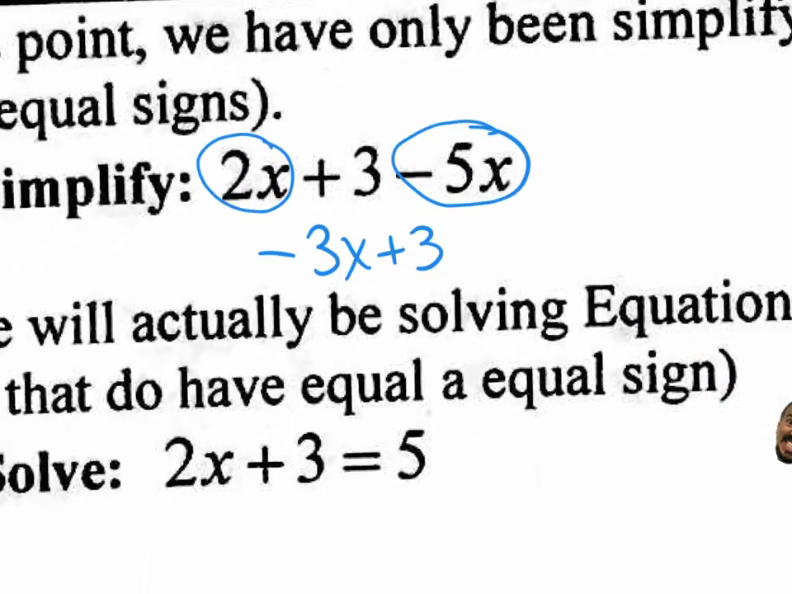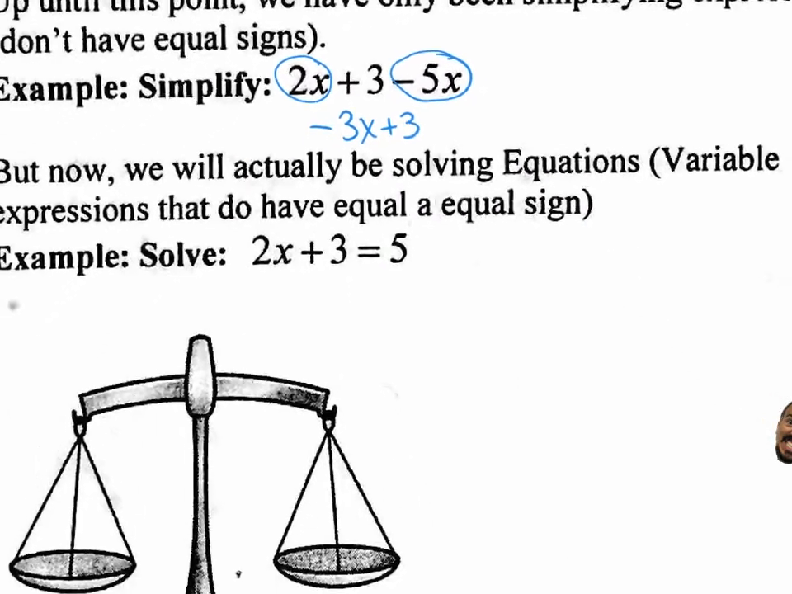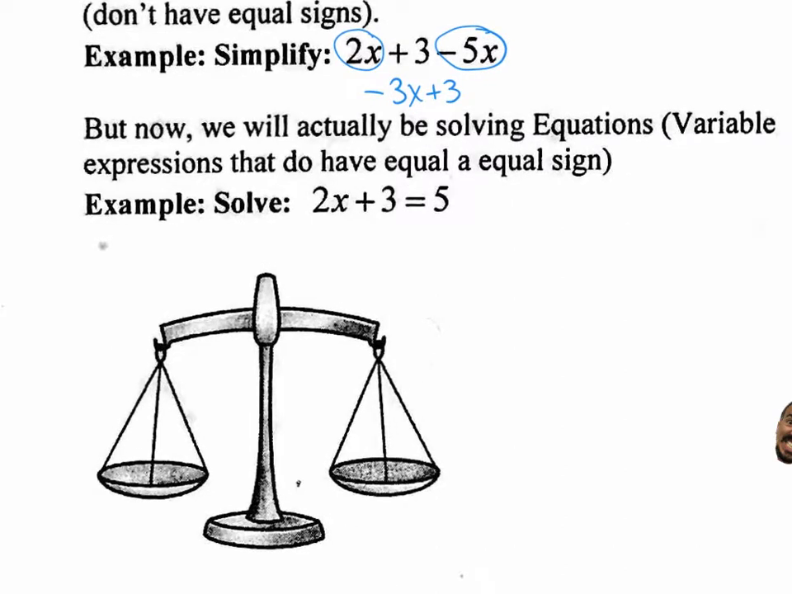We are finally going to be looking at equations. What are equations? They're really variable expressions that do have an equal sign. Okay, so we have a variable expression 2x plus 3, there's an equal sign, and there's a 5. Now, the first thing to understand is that an equation is like a balanced scale, right? Whatever you do to one side, you must do to the other. So what do I mean by that?